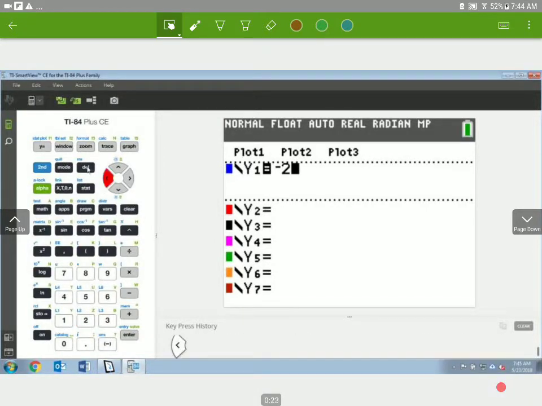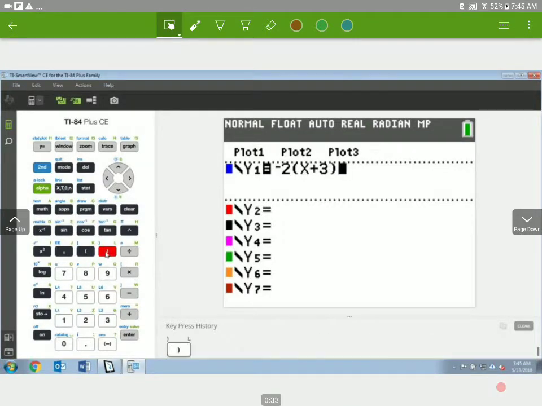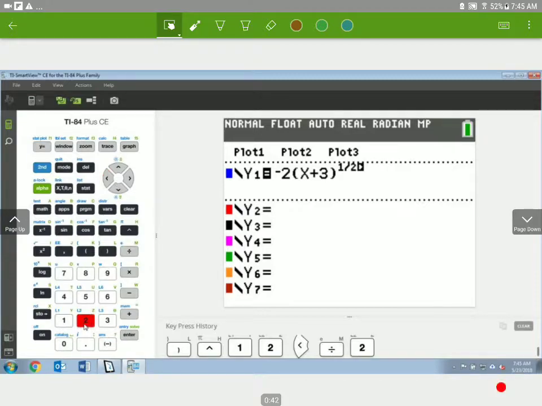And you can put square root like this, or you can put it like this, x plus 3. I'm used to doing it like this because it's to the 1/2. Because what do you do if you have a third root or a fourth root or a fifth root? This is just an easy way to put it in.